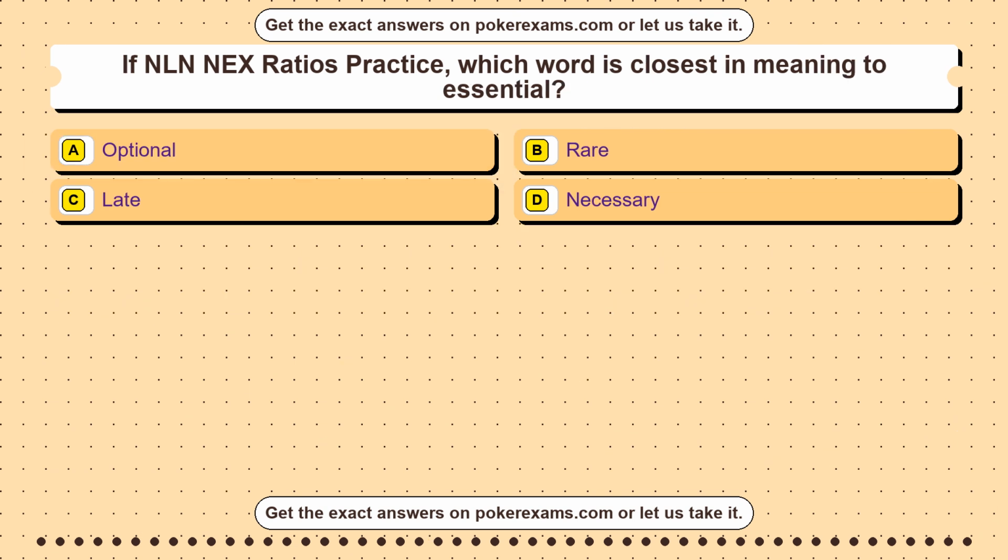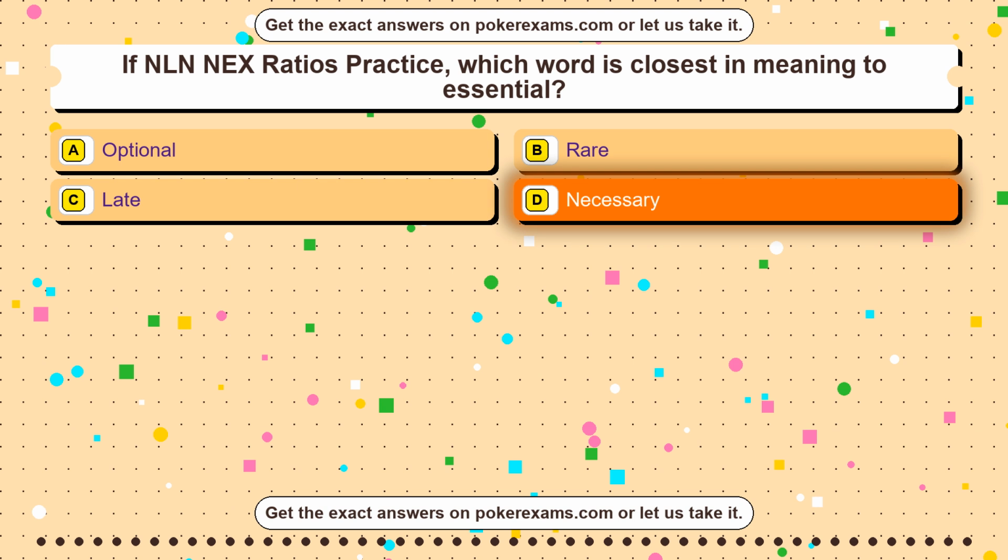Question 50. If GED Prep 2026, which decimal equals 3/10? Option A 0.3. Option B 3.0. Option C 30.0. Option D 0.03. The correct answer is option D.